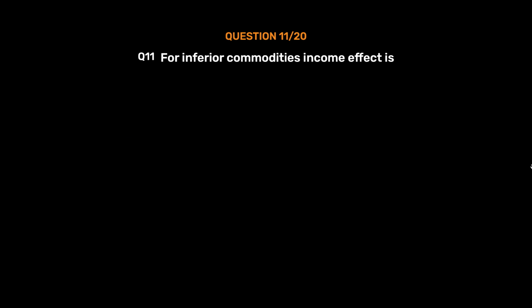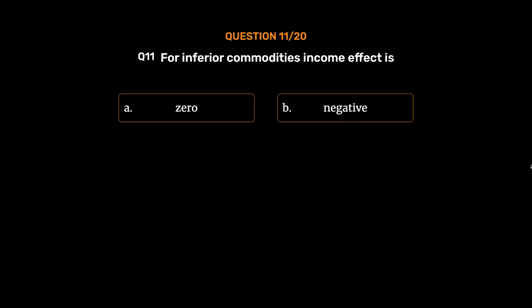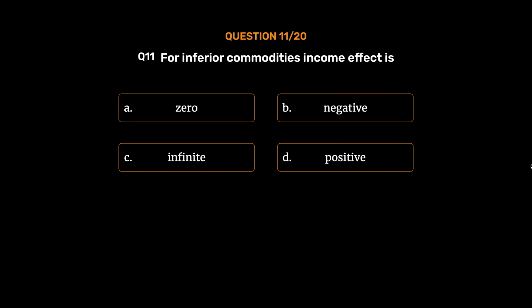Question number 11. For inferior commodities, income effect is Option A, 0. Option B, negative. Option C, infinite. Option D, positive. The correct answer is Option B, negative.